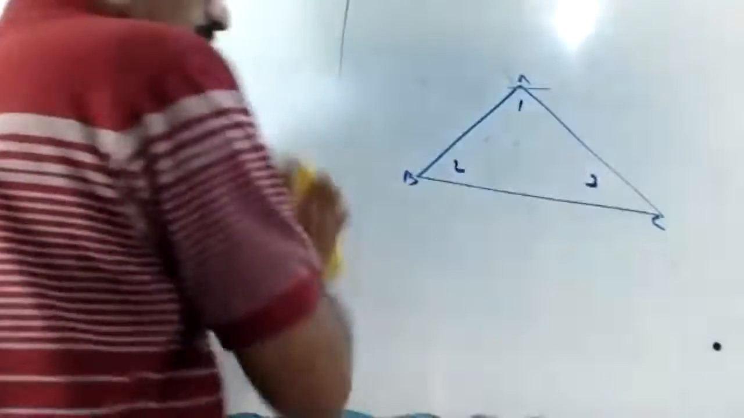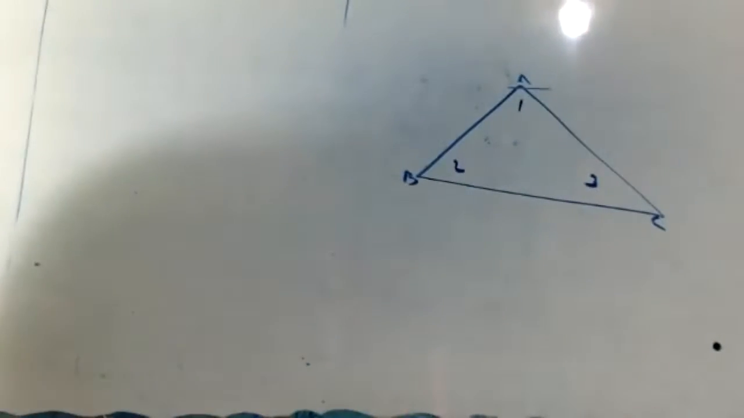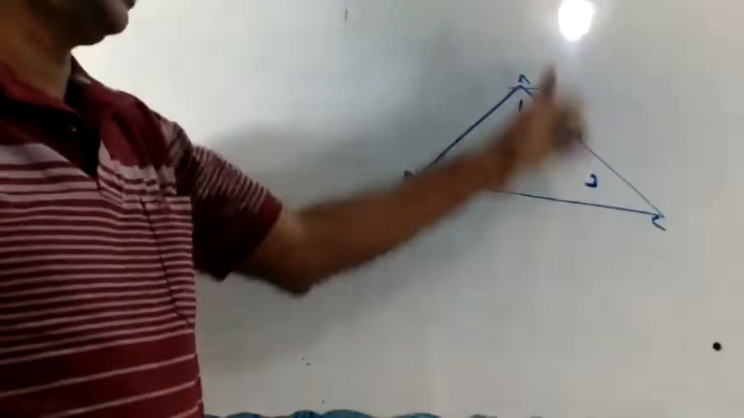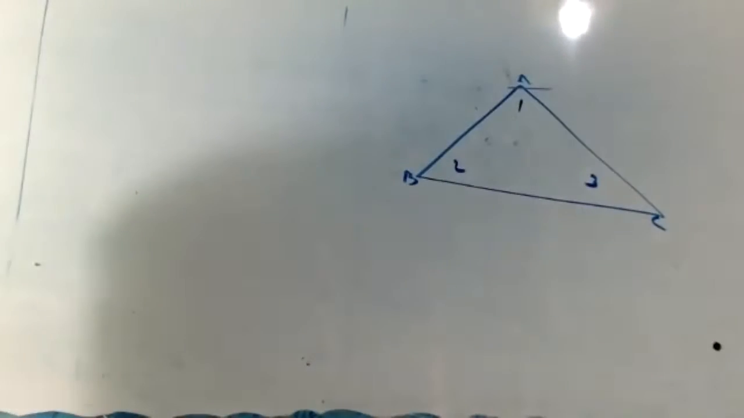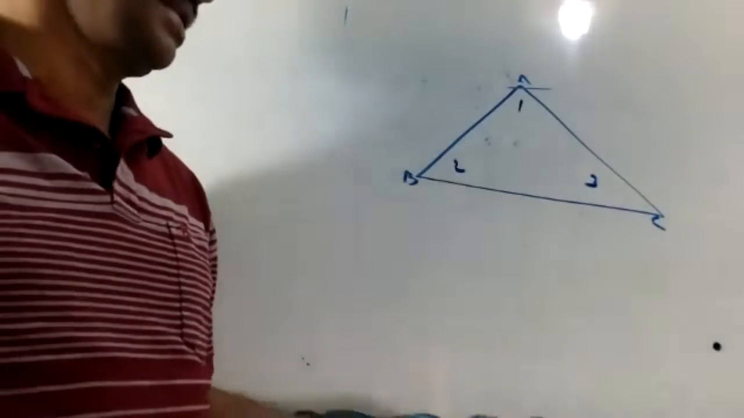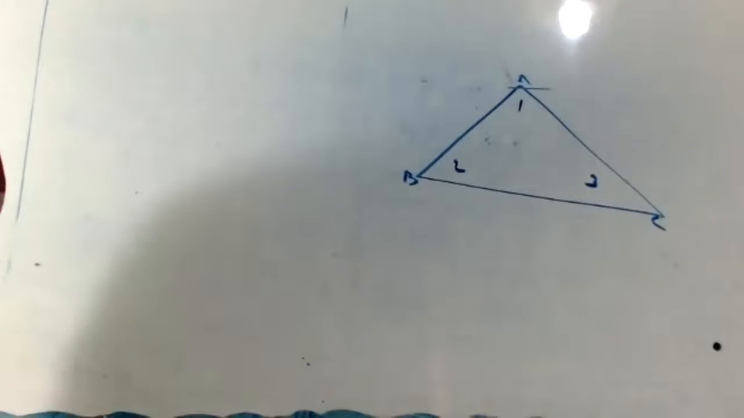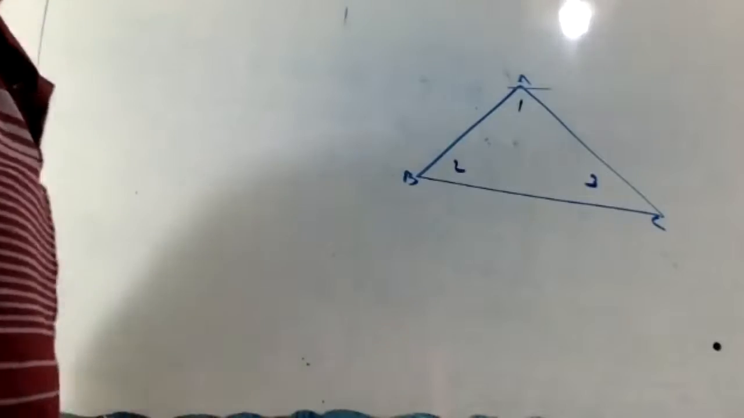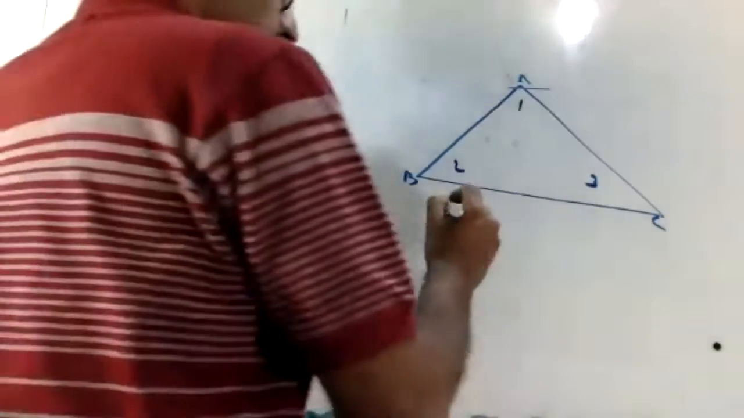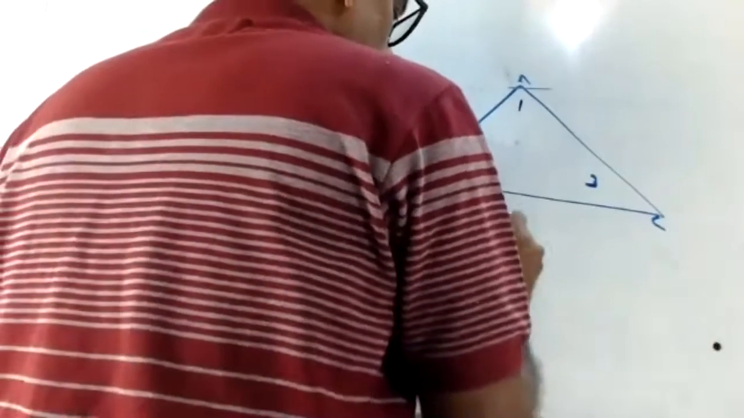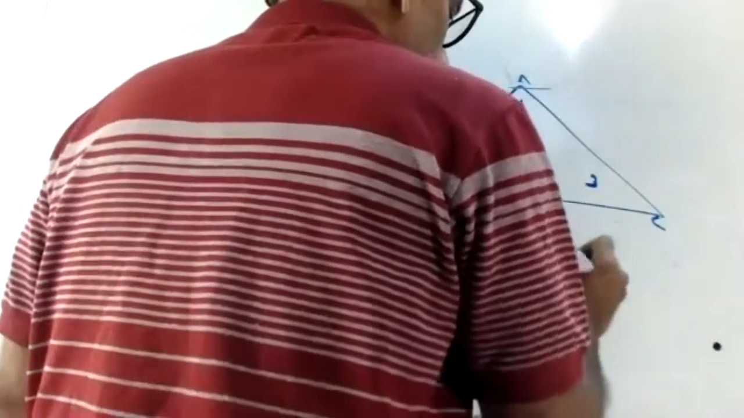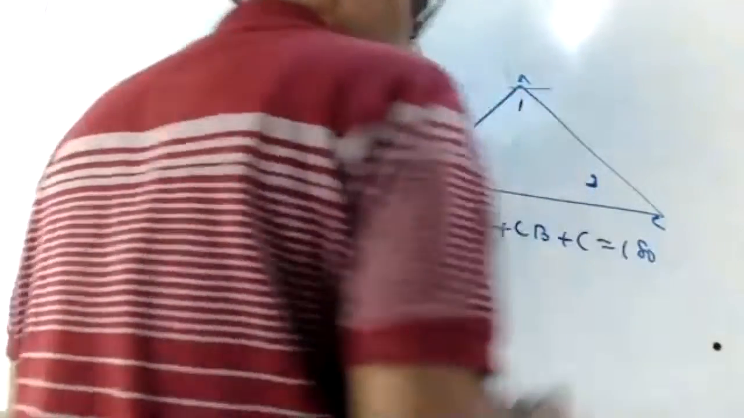Okay. Here, the question is a theorem, not a question. The theorem is: the sum of all the angles in a triangle is 180 degrees. So we have shown that angle A plus angle B plus angle C is 180 degrees.